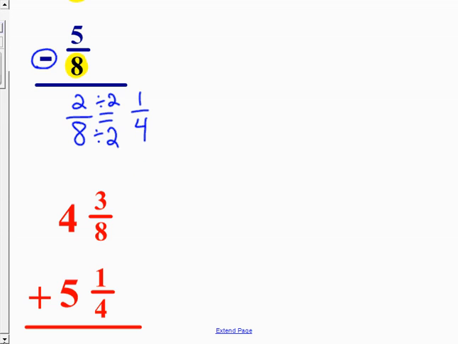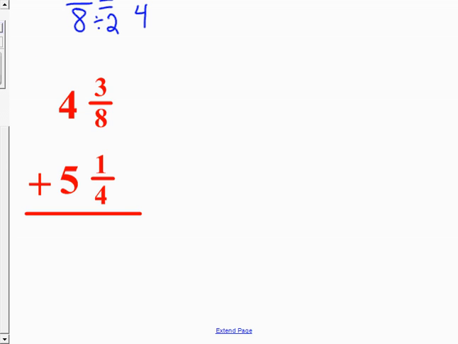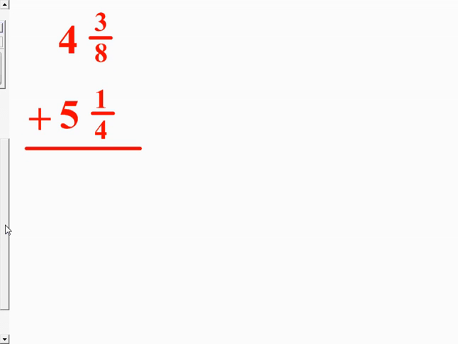Our next example is 4 3/8 plus 5 1/4. Now remember, I said I always like to look at just the fraction part of the problem before I ever look at the whole number side.